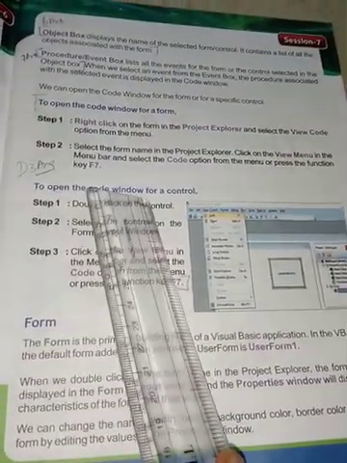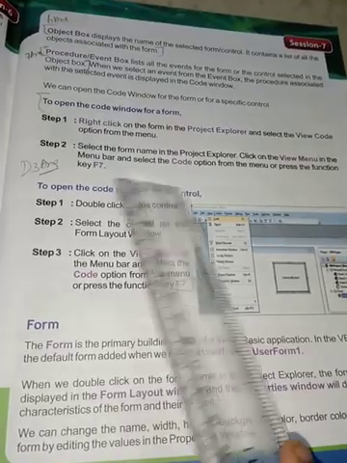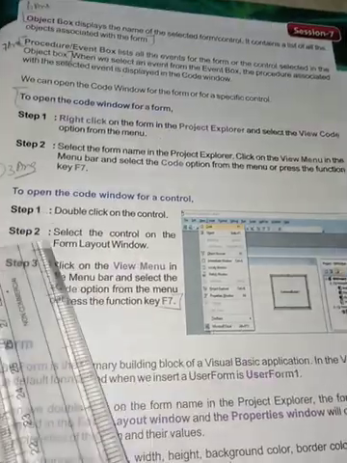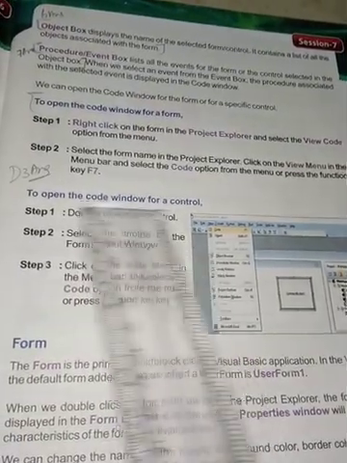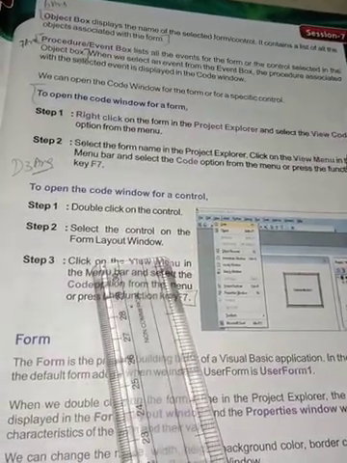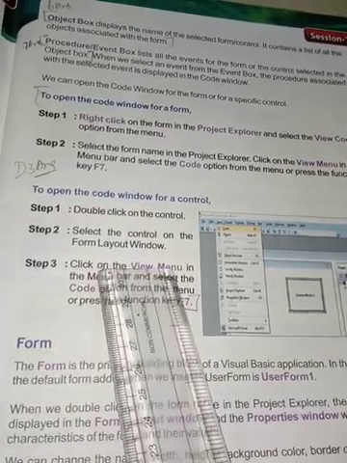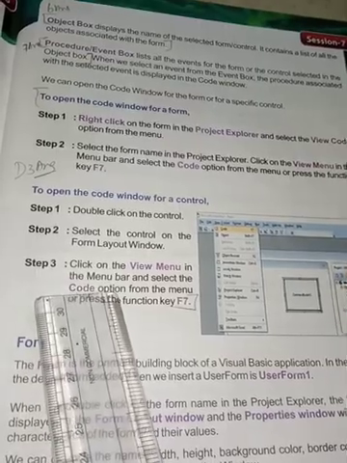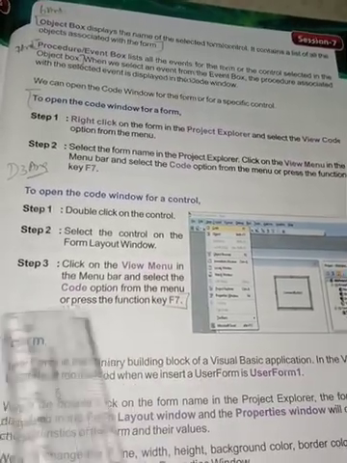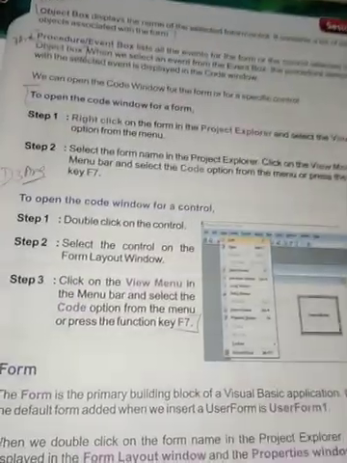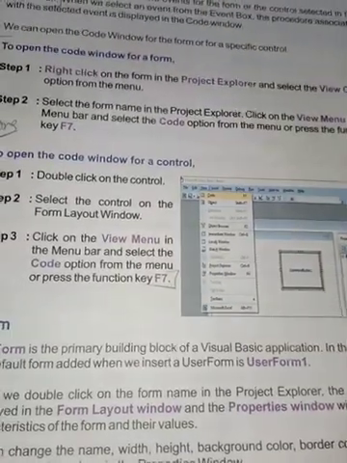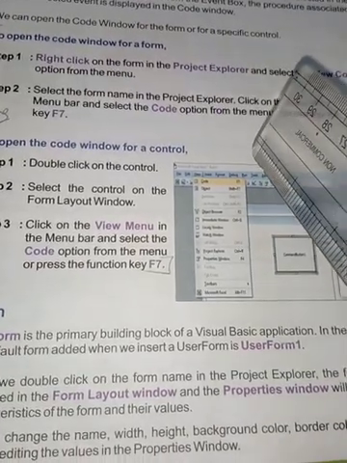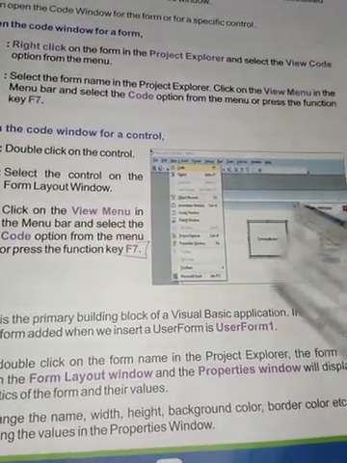To open the code window for a control, step 1, double click on the control. Select the control on the form layout window. Click on the View menu in the menu bar and select the code option from the menu or press the function key F7. So to open the code window for a control, first double click on the control.